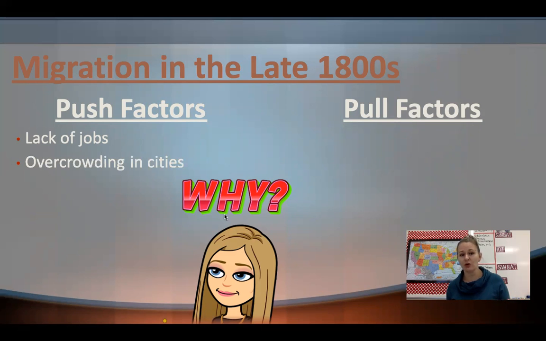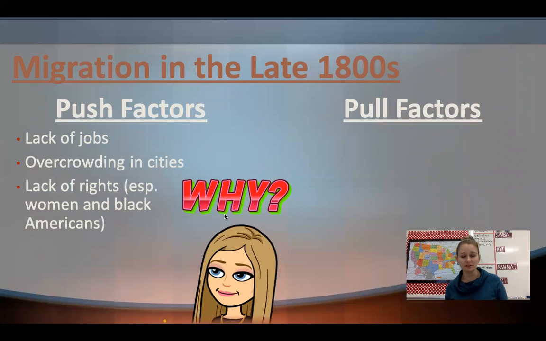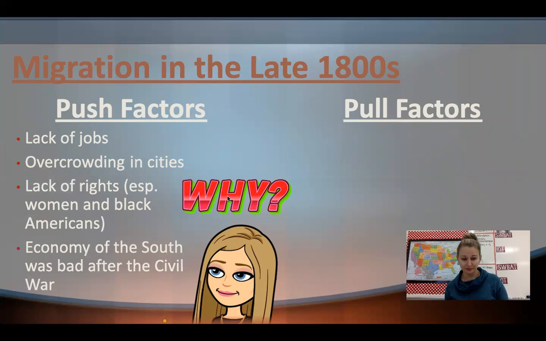Because of that immigration as well, we're seeing overcrowding in cities, really poor sanitation, awful conditions to live in. A lot of people also lacked rights after the Civil War was over and slaves were freed. It's not like, poof, all of a sudden all of these Black Americans were going to be treated equally, but they knew that there could possibly be opportunity for them out west. Or for women, for example, there were more opportunities and more respect that they could get out west as well.